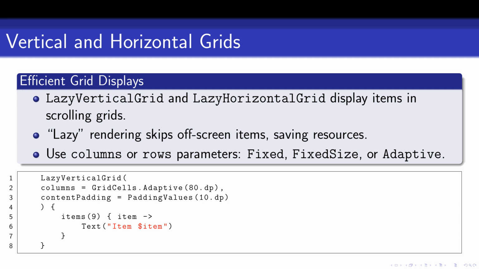Lazy grids are ideal for building scrollable layouts with multiple columns or rows. With LazyVerticalGrid and LazyHorizontalGrid, we can efficiently render only visible items, which conserves memory and improves performance. You can define how items are arranged using GridCells.Fixed, GridCells.FixedSize, or GridCells.Adaptive. For example, Adaptive automatically adjusts the number of columns based on screen width and a minimum cell size. This makes it perfect for creating responsive UIs that look good on both phones and tablets.